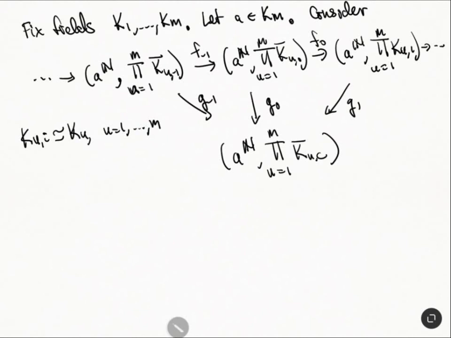Now I need to define what these things are. The maps f_i are going to be alpha_i, beta_i. These need to be maps of monoid sets, right? Here alpha_i is equal to the identity, and it just goes from a to the n to a to the n.